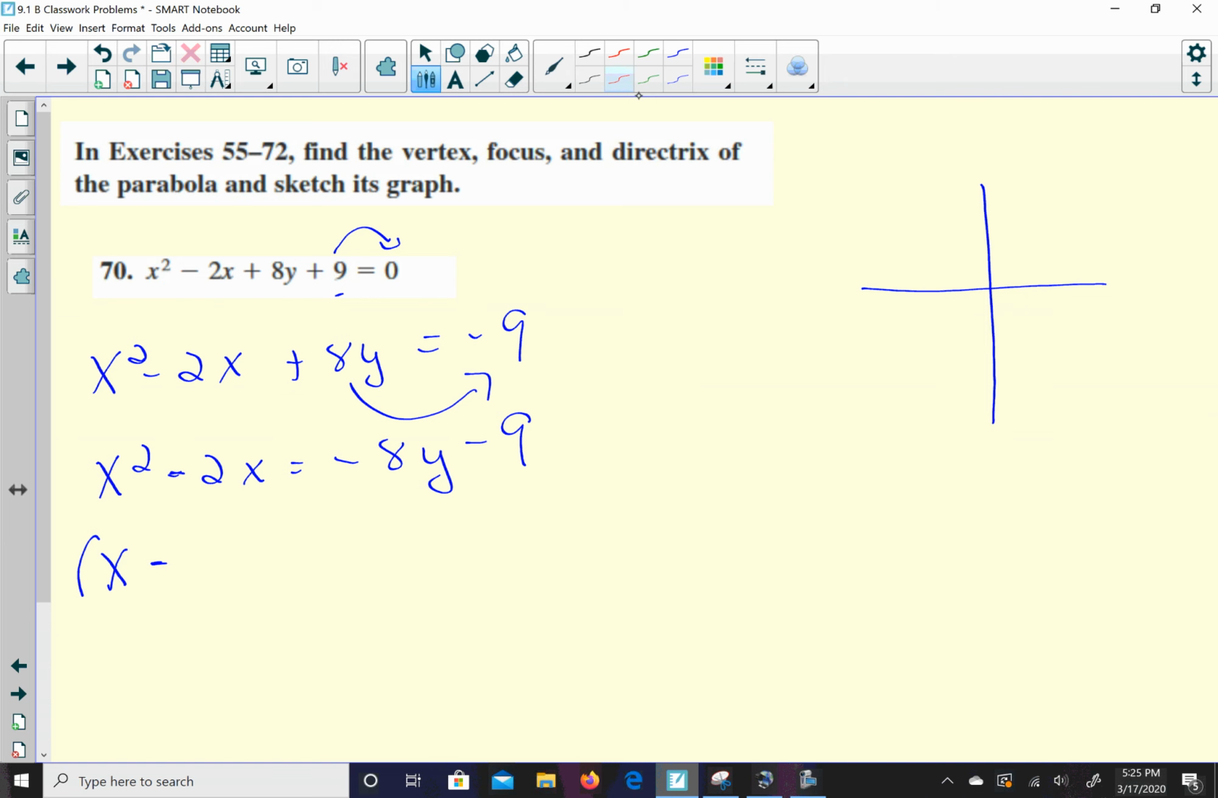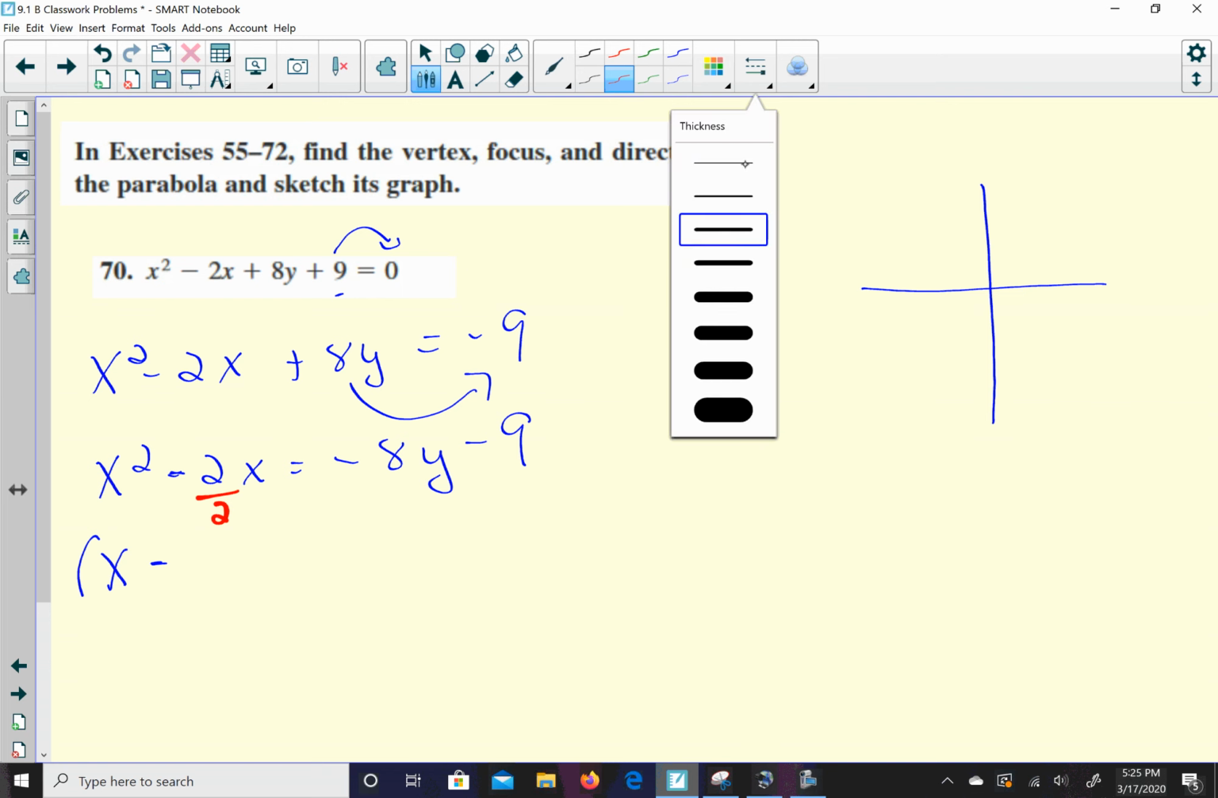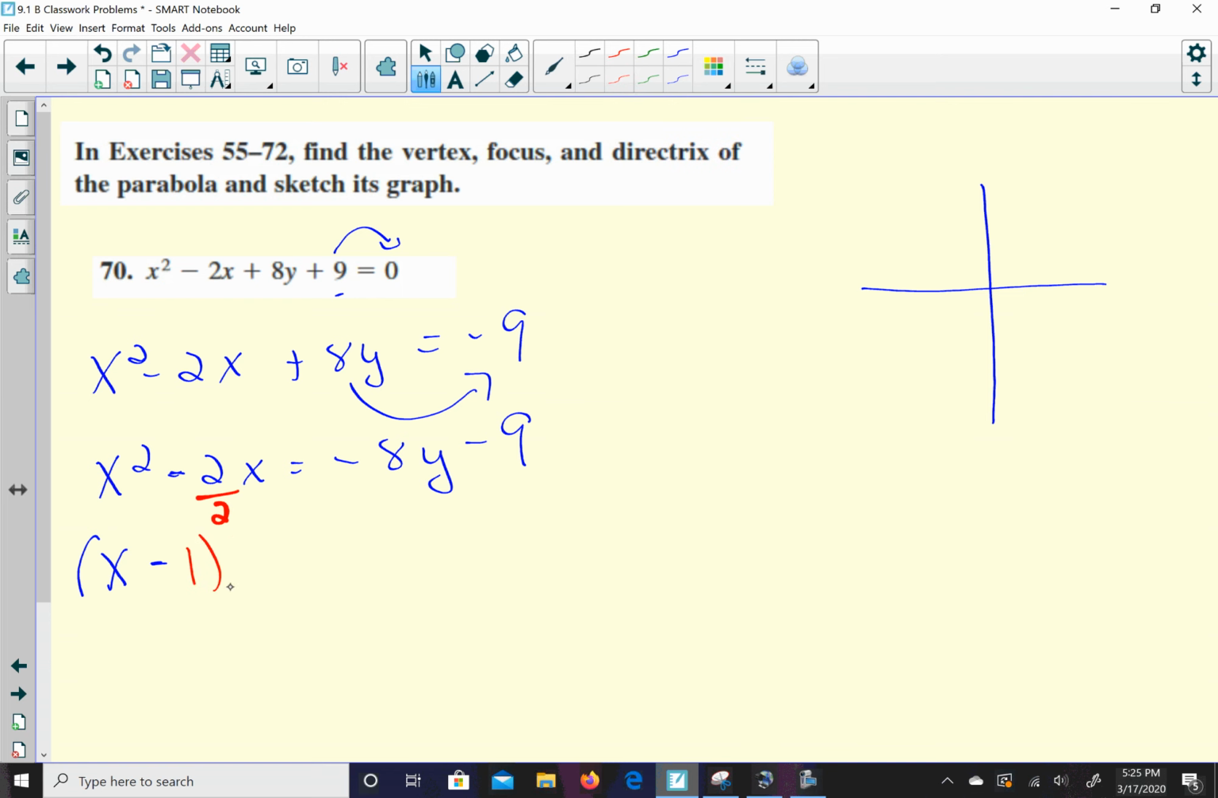I'm going to take half of 2, which is going to be 1, and then 1 or -1, however you want to think about it, doesn't matter, because when I square 1 or -1, it's going to be a positive 1. So I'm going to add 1 to this side, which means I have to add 1 to this side. Then I end up with -8y, and then when I add 1, I'm going to have -8. I'm going to leave this as x minus 1 squared is equal to here.